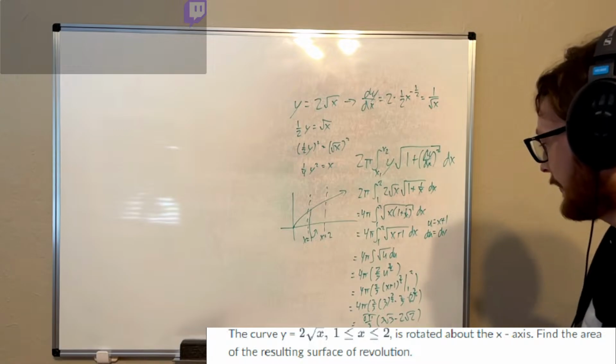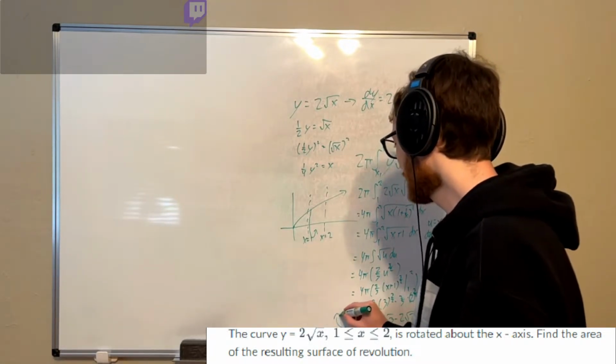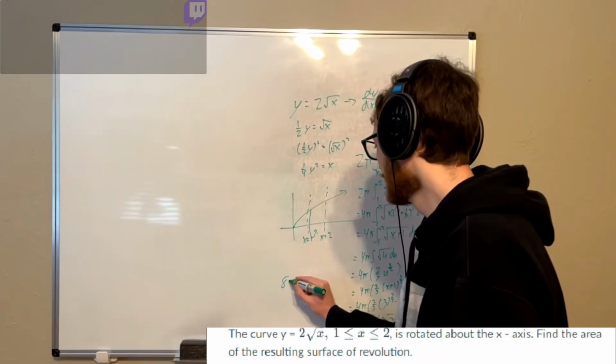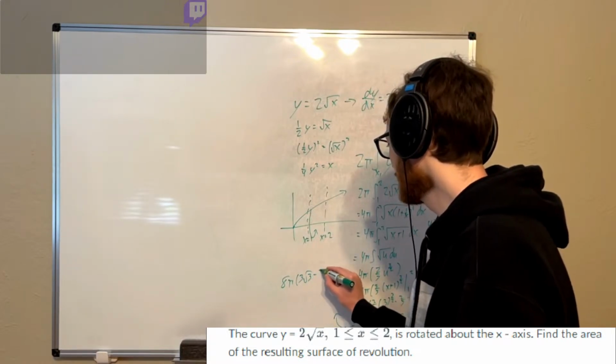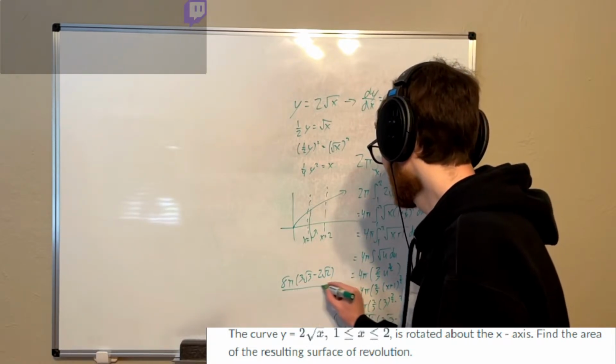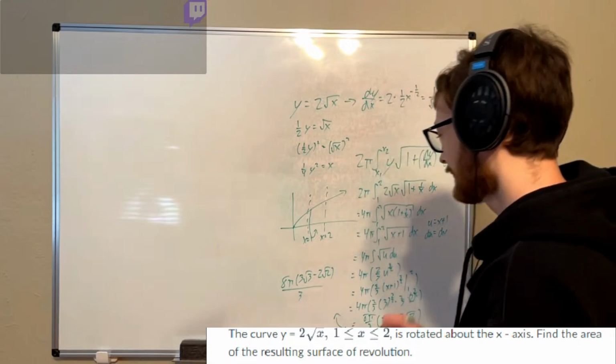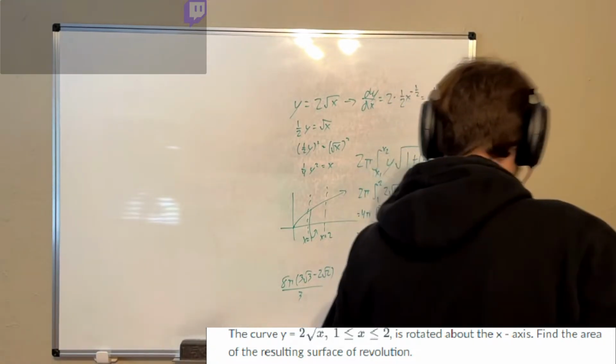So technically we could say that the answer is 8 pi times (3 root 3 minus 2 root 2) over 3. I'm not a big fan of it, but I guess that's what we get.